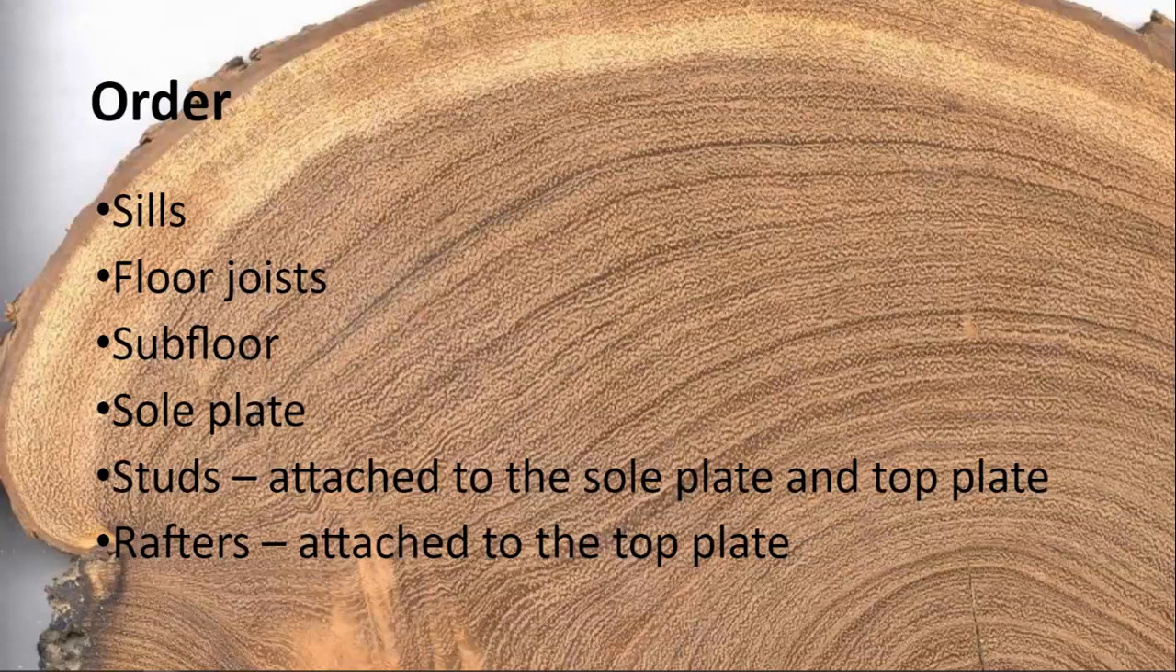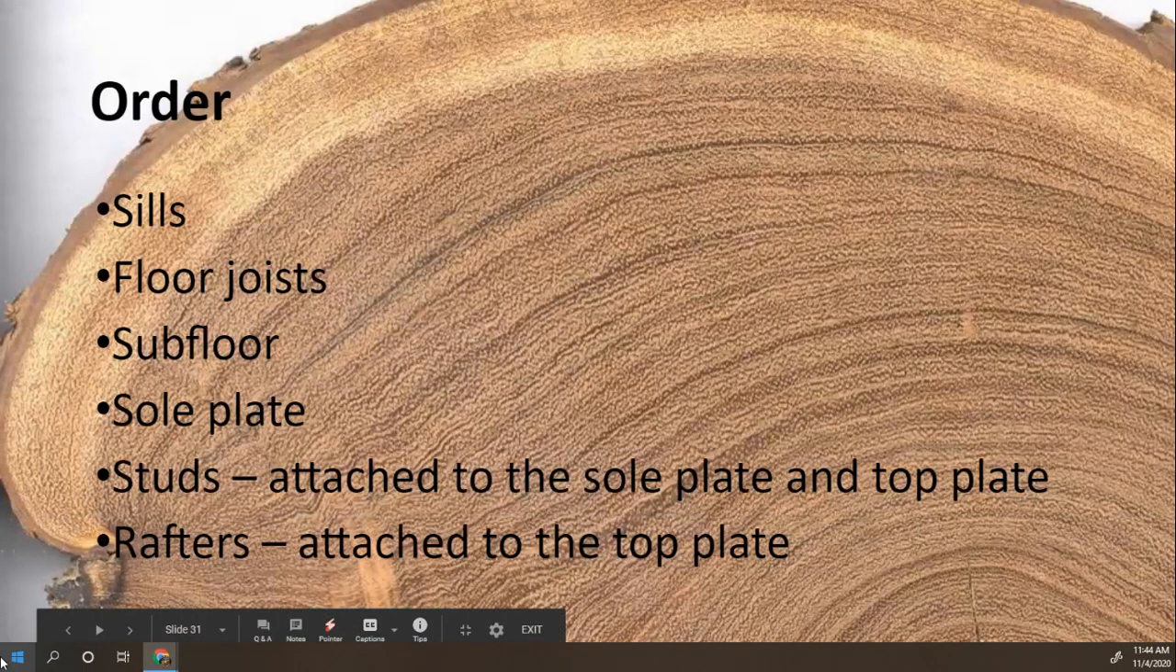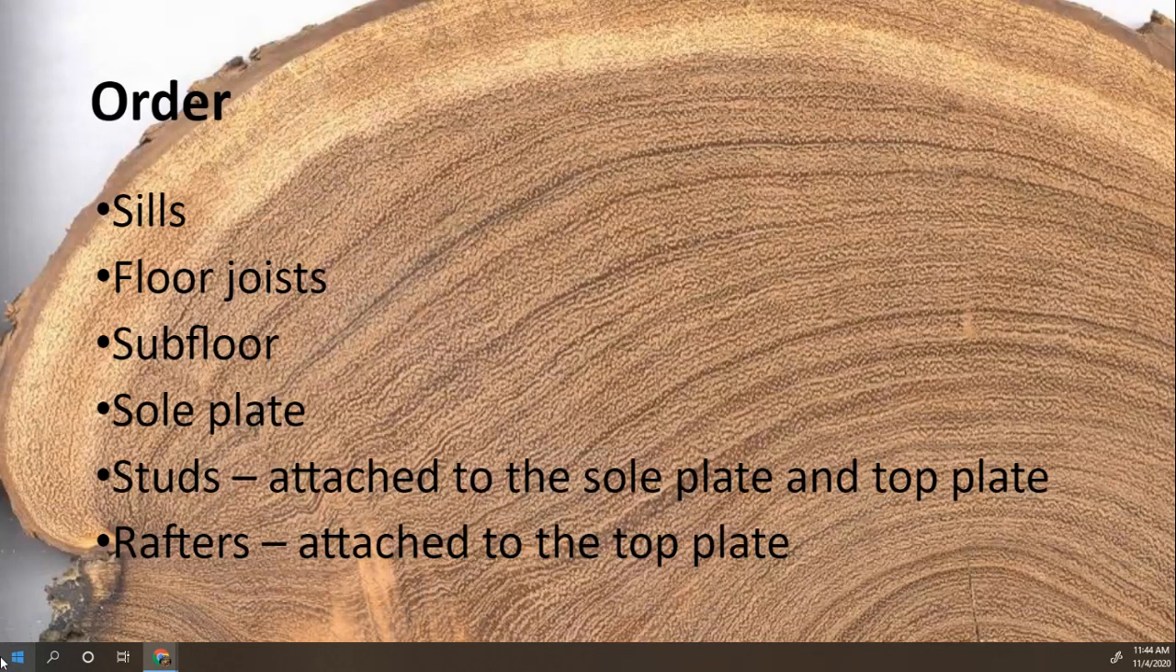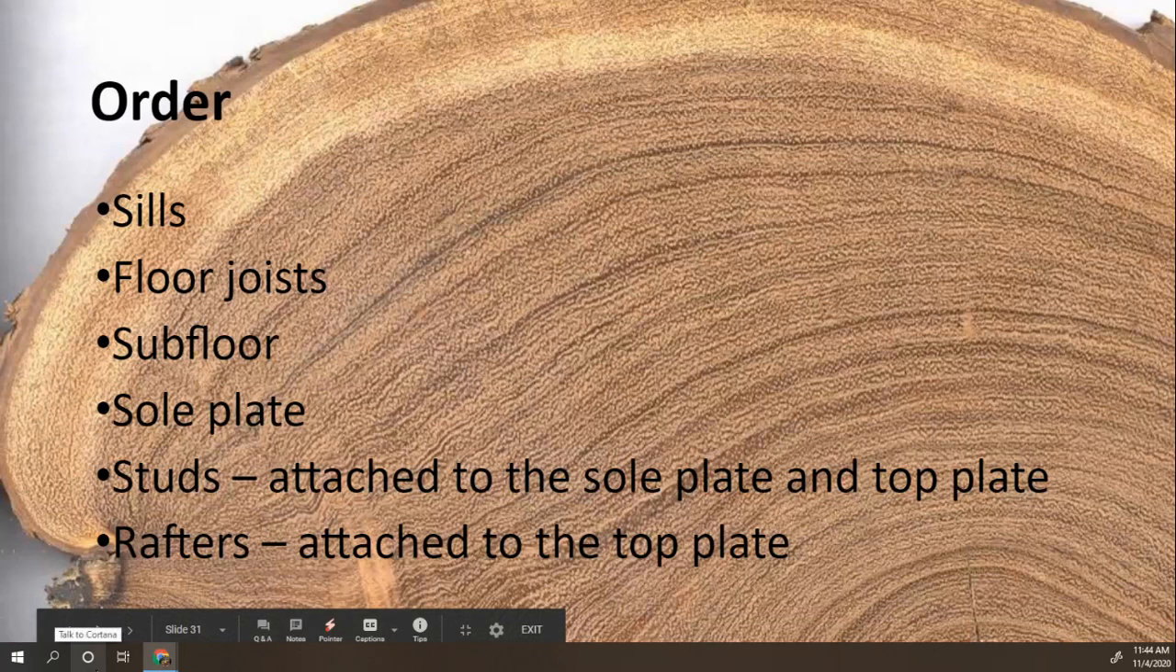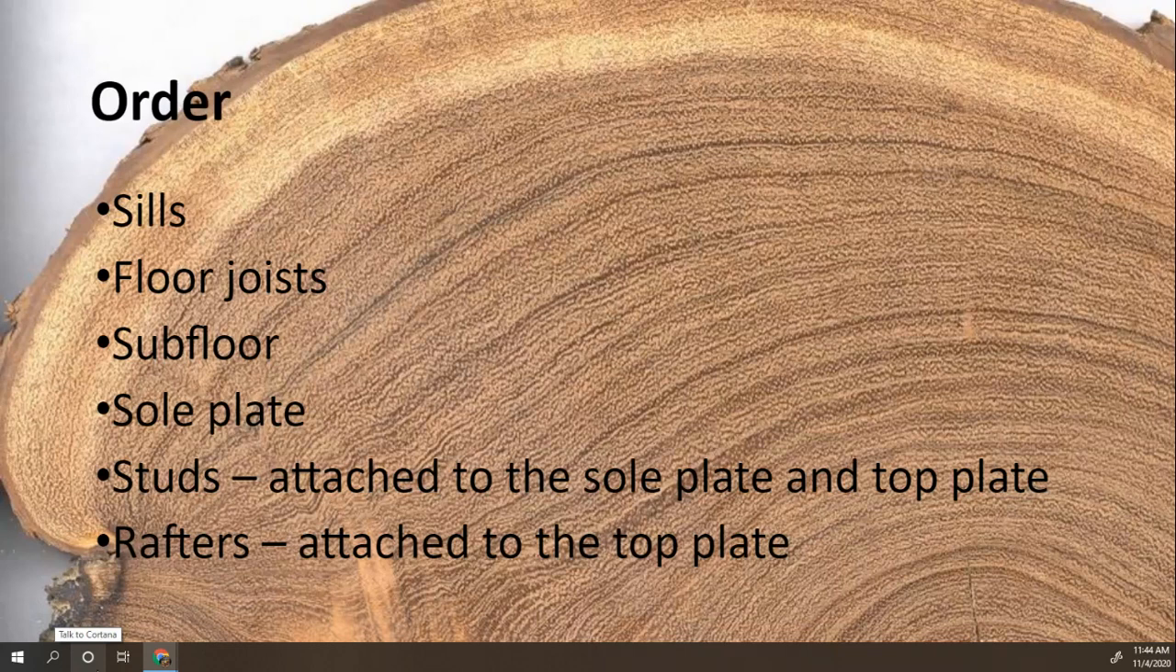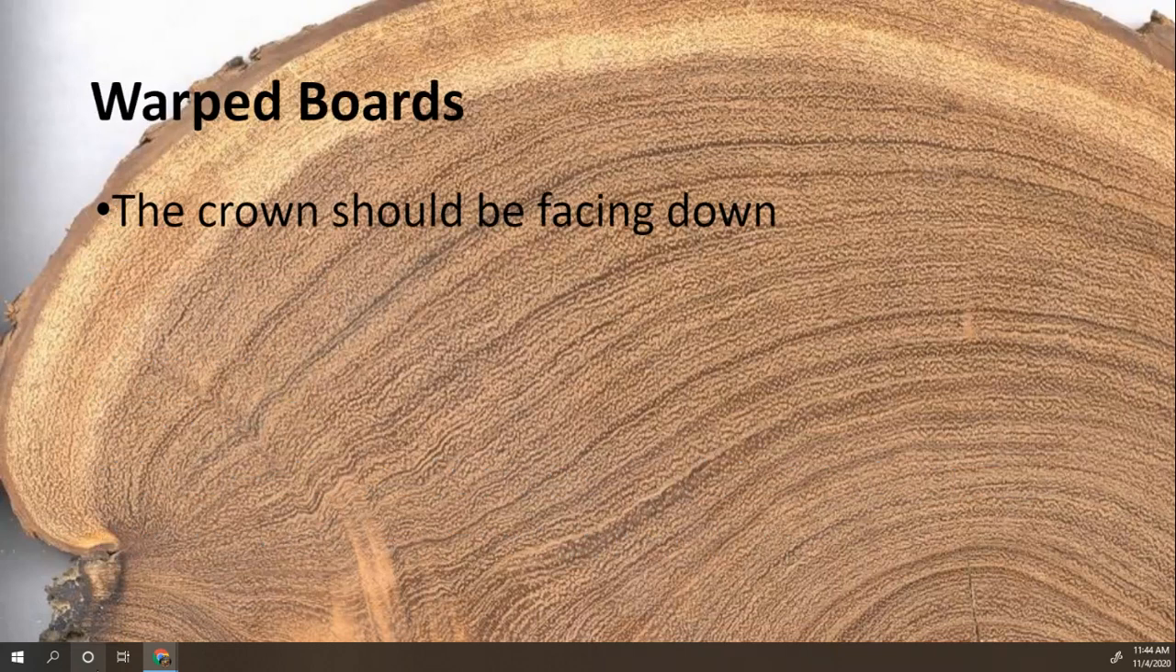The most important thing here is your order. Okay, you need to know that we have sills, joists. After the joist, we get our subfloor. After the subfloor, we get our sole plate. Then on our sole plate, we get our studs. Studs are attached to the top plates, and on top of our top plates, we have our rafters.